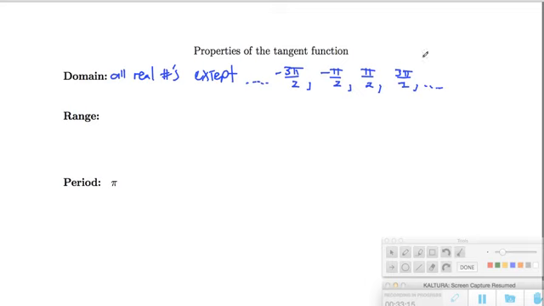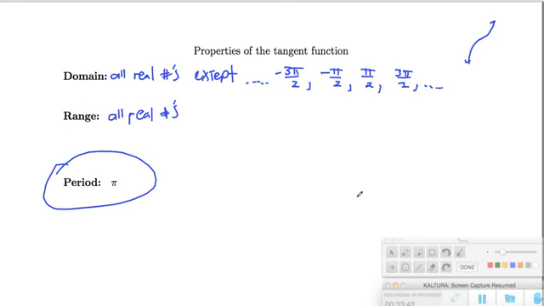The range, if you'll recall, because the graph goes on forever in the x and y direction, is actually all real numbers. You can write that as all real numbers, which is the same thing as writing negative infinity up to infinity. And then recall, we talked about that the period of the tangent function is actually the value pi.